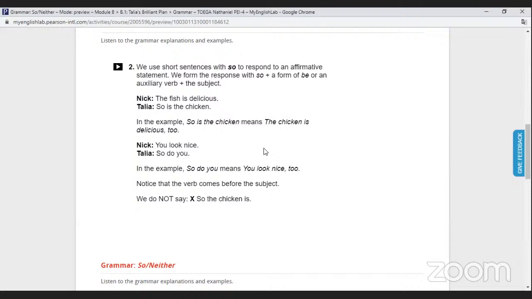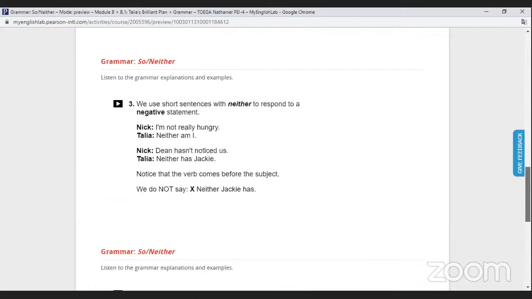Okay, we have in this other part, the next examples, please. Okay. You look so nice. You look nice. So do you. Yes, of course, very good. In the example, so do you means you look nice too, right? Notice that the verb comes before the subject. We do not say so the chicken is, right? Okay, let's see more.